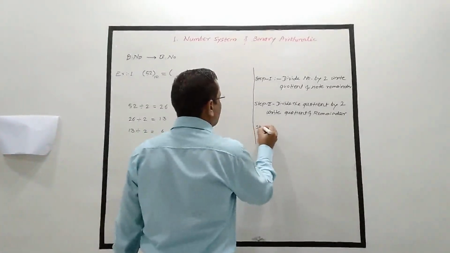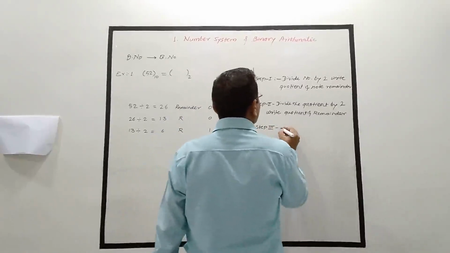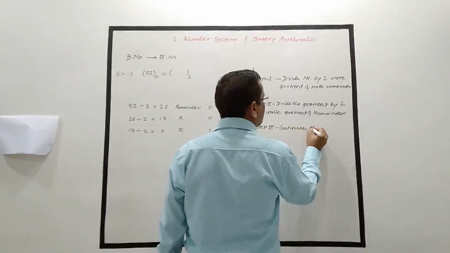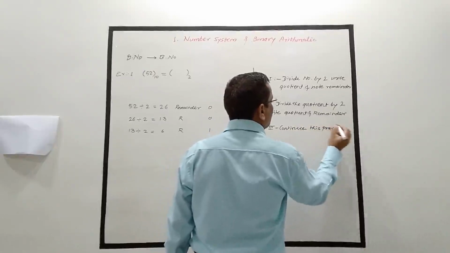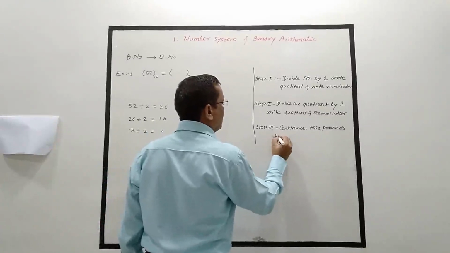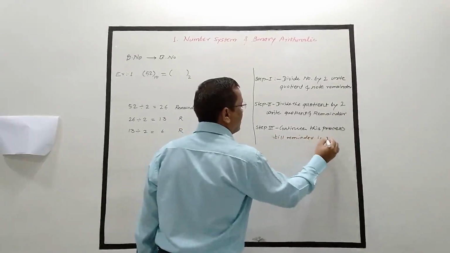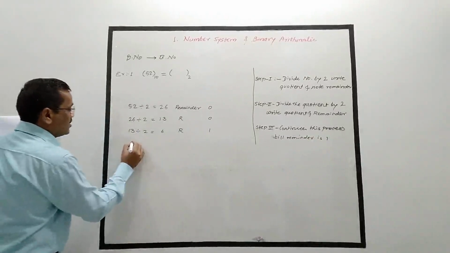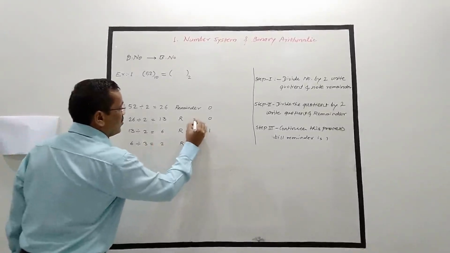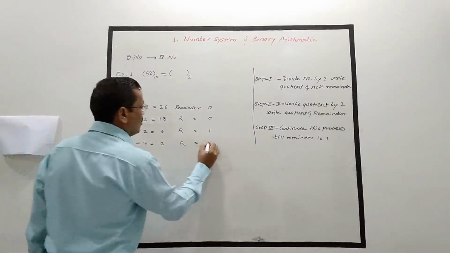Step 3. Continue this process till the quotient is 0. 6 divided by 2 is equal to 3. Again the remainder is equal to 0.